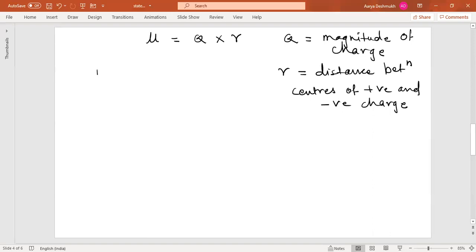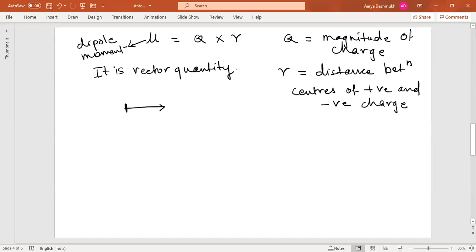Now this mu, the dipole moment, is a vector quantity. It is shown as an arrow, drawn this way, with a head and a tail of the arrow.